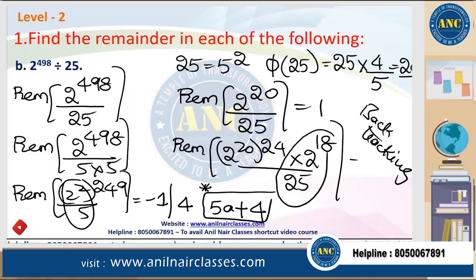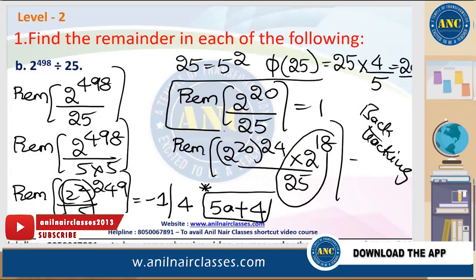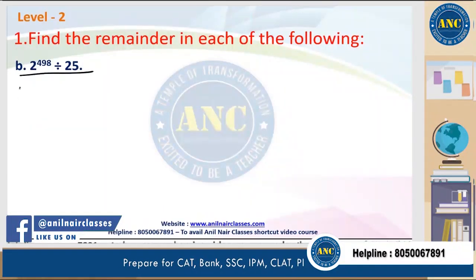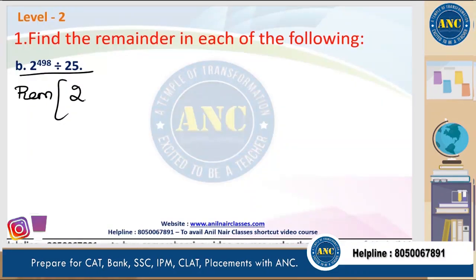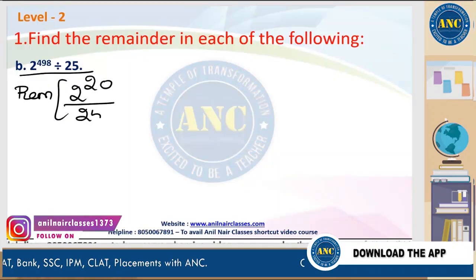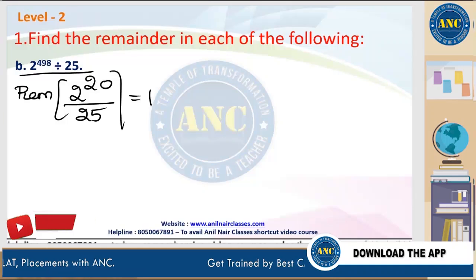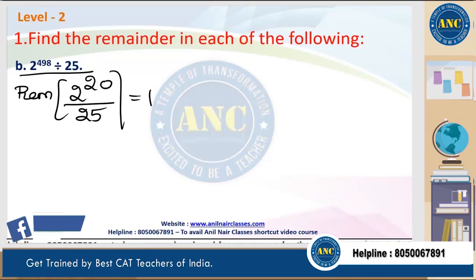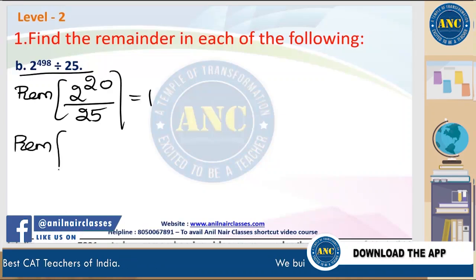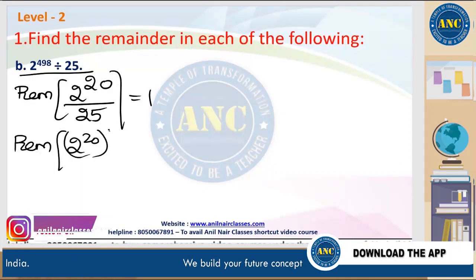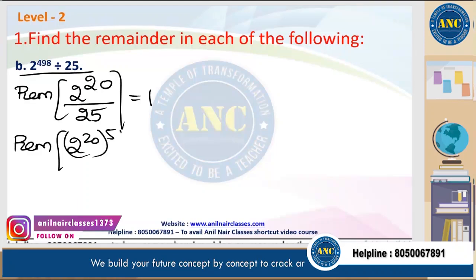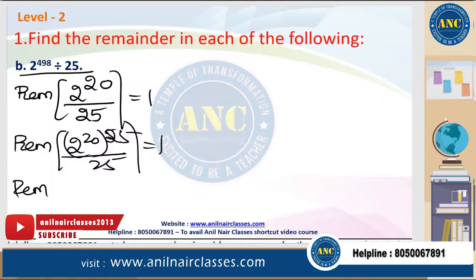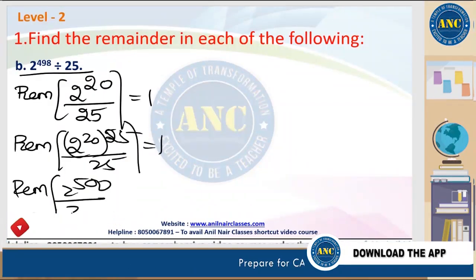Now, how to solve 2 power 18 by 25? Now see here how I am solving this question. Just learn from me how to solve difficult questions. 2 power 20 divided by 25 is 1. So which multiple of 20 is near 498? 500. 20 into 25 is 500. So this is nothing but 2 power 20 power 25, divided by 25, which is 1. So 2 power 500 divided by 25 is 1.